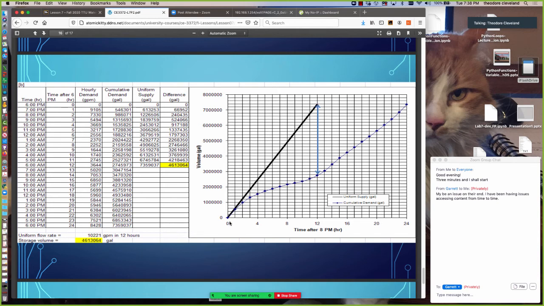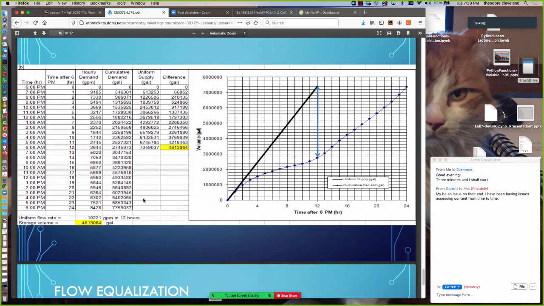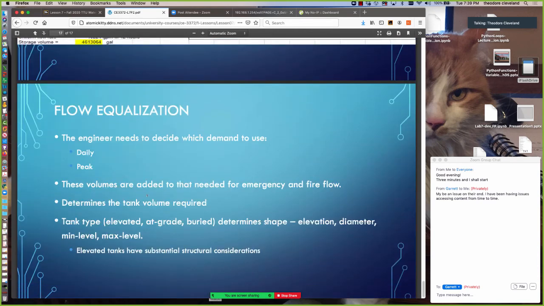Because we're pumping from 6 at night, this isn't plotted quite correctly. It should go from time after 8 p.m. I see. So once the pump stopped and we filled the tank, then all of that cumulative demand has to be satisfied or drawn out of storage. And that's why the tank would have to be so large.